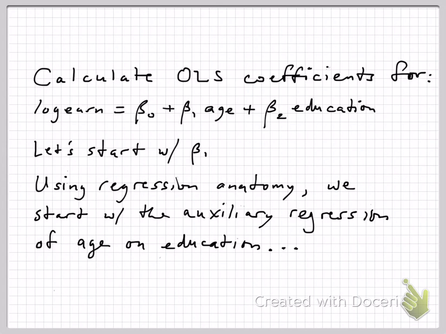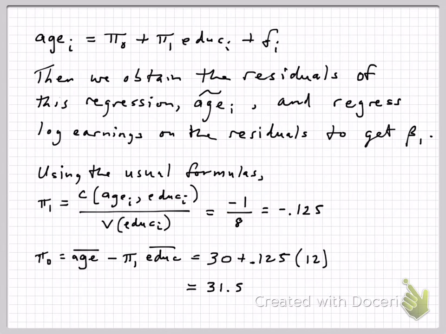So here's the idea. We're going to try to regress the log of earnings on age and education, and we need to find the OLS coefficients. So let's think about how to do that. Well, we're going to use regression anatomy, and we're going to start with beta 1, which is the coefficient on age. And anytime we use regression anatomy, we start with an auxiliary regression, which represents the regression of the variable of interest, the regressor, age, on all the other regressors. And in this case, there's only one other one, which is the education variable.